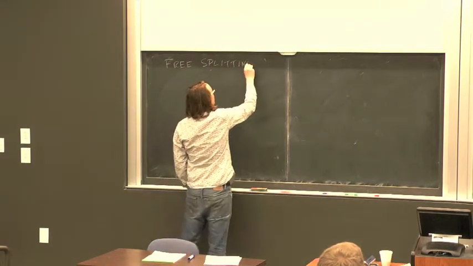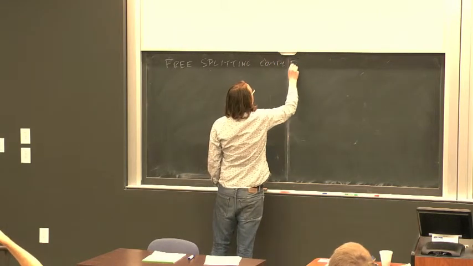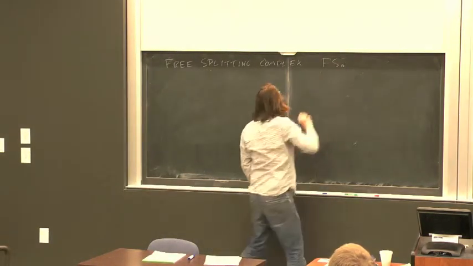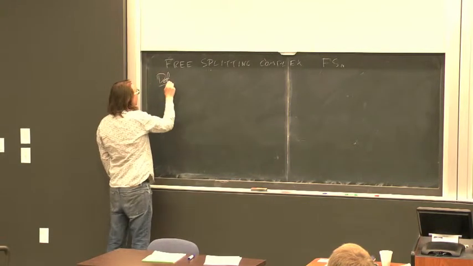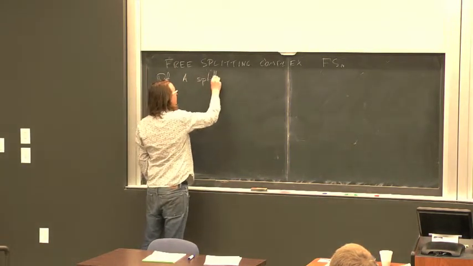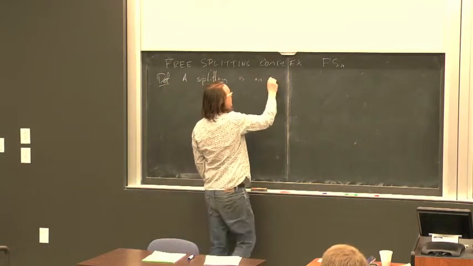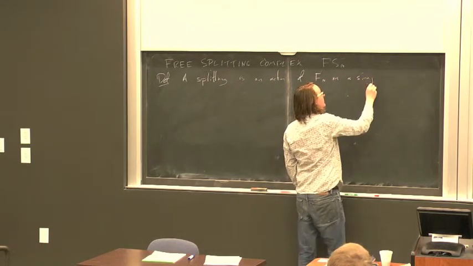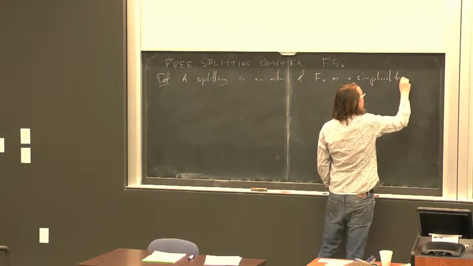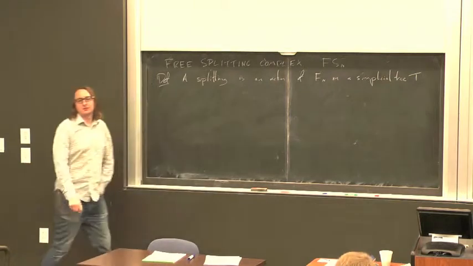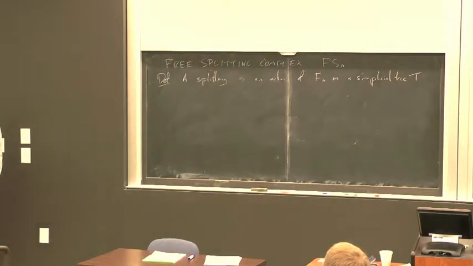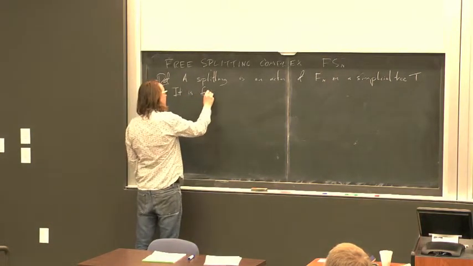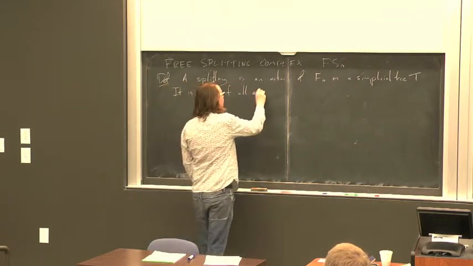This is going to be called FSM. So a splitting is an action of Fn on a simplicial tree. T is kind of the Bass-Serre tree associated to the splitting, if you want to think about the downstairs picture. And it is free if all edge stabilizers are trivial.